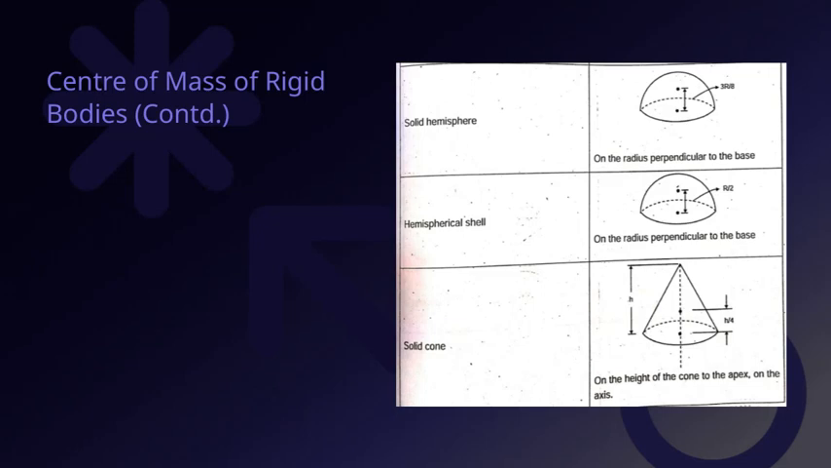Let's continue our discussion on the center of mass of rigid bodies. As we saw earlier, understanding the center of mass is crucial for analyzing how objects move and respond to forces. Now, in this slide, we're delving deeper into the concept. We'll explore how the center of mass can be determined for more complex bodies, especially when the mass distribution isn't uniform. It's important to remember that the position of the center of mass depends on the geometry and mass distribution of the object.